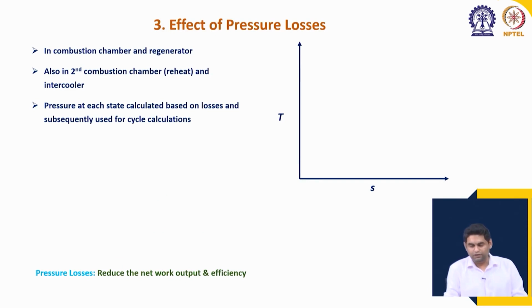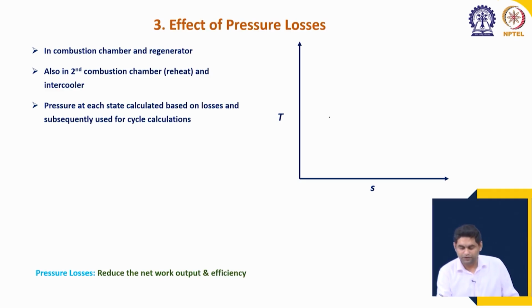Till now we had considered that there are no pressure losses in any of the devices, like the constant pressure processes remain as constant pressure processes. But in reality there are always minor pressure losses. Particularly in the combustion chamber there can be quite significant pressure losses, and when a regenerator is present it is a heat exchanger. Although it is modeled as a constant pressure process, there are pressure losses on both sides of the regenerator. We will take up one schematic diagram to see how these effects appear.